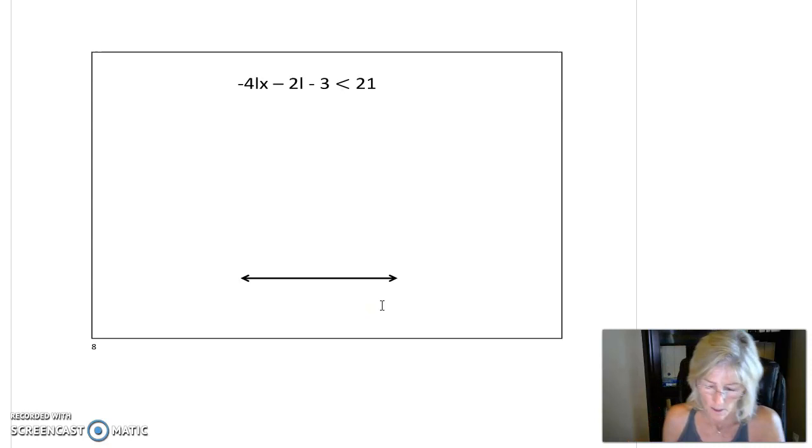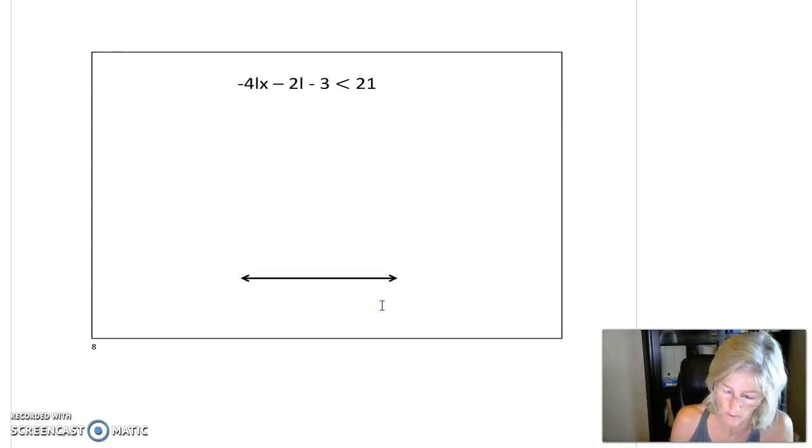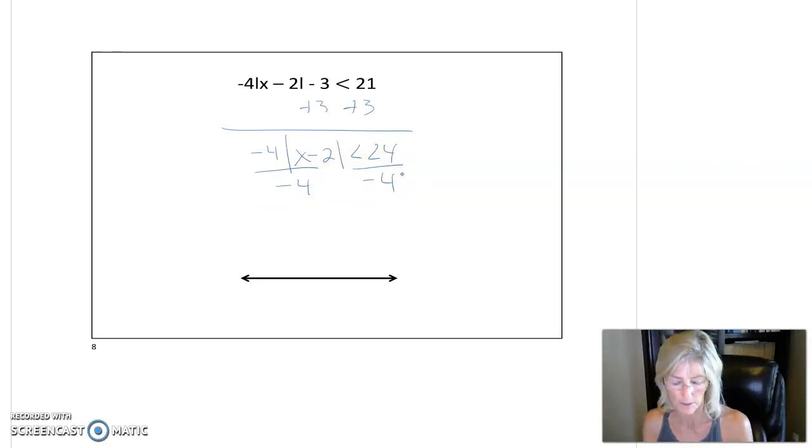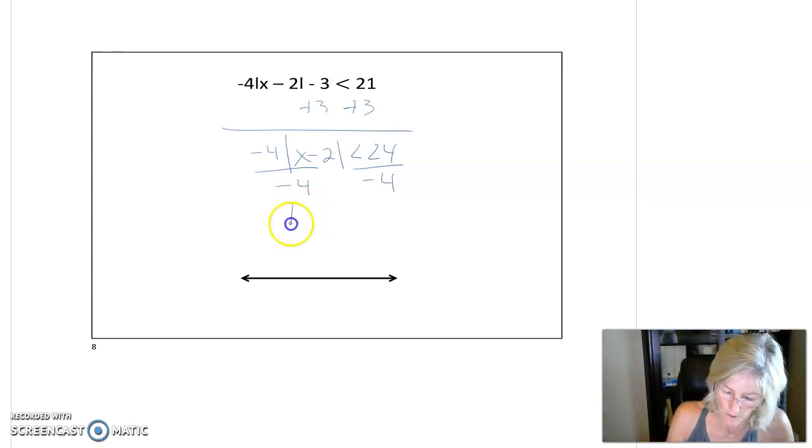So again, we're going to get the x minus 2 all by itself. So I'm going to add 3. So I get negative 4, absolute value of x minus 2 is less than 24. Again, I do not distribute that in there. So I'm going to divide both sides by negative 4. And at that moment right there, I divided by a negative. So now I have to flip the sign. So the absolute value of x minus 2 is greater than negative 6. Now I'm ready to split.